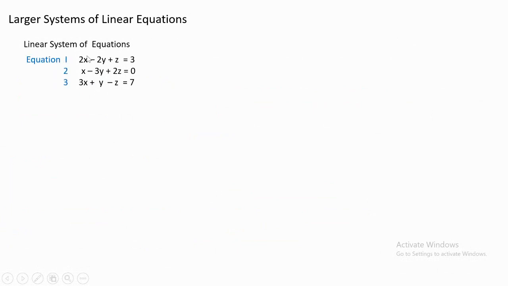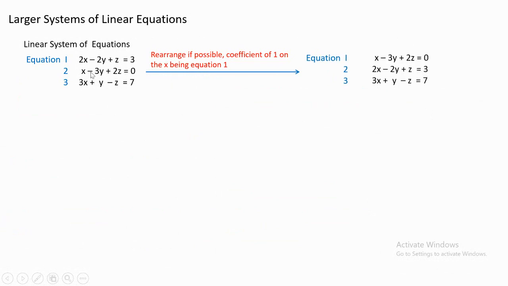Okay, that's equation 1, equation 2, equation 3. It's always wise at the beginning to try to put equation 1 with the coefficient for x to be 1. So here we can actually switch. We can rearrange to get a possible coefficient of 1 on the x being equation 1. So here we can switch equations 1 and 2. Right? So equation 2 became equation 1 and equation 1 became equation 2, because it's easier to do the math.